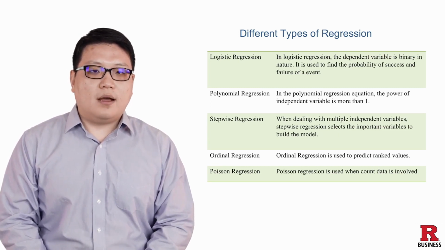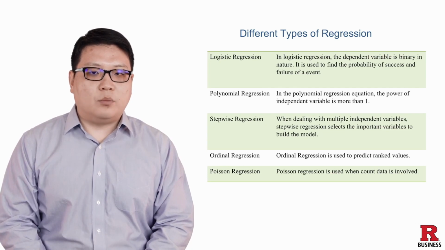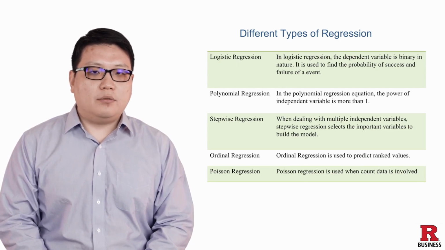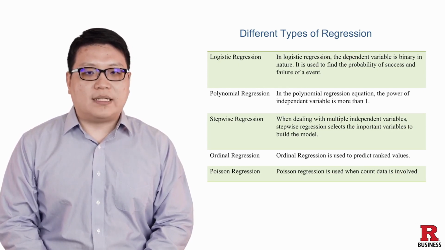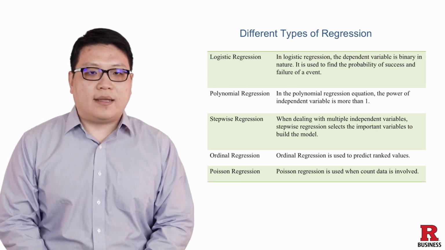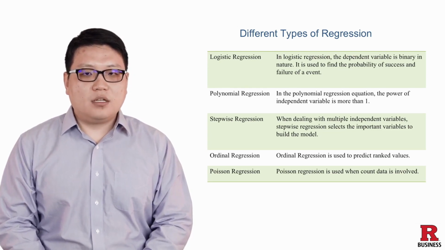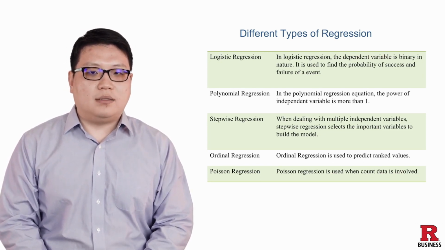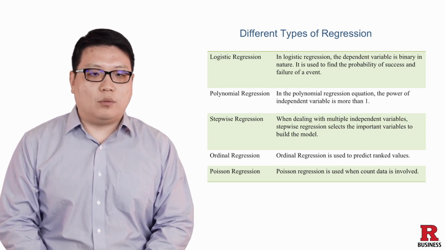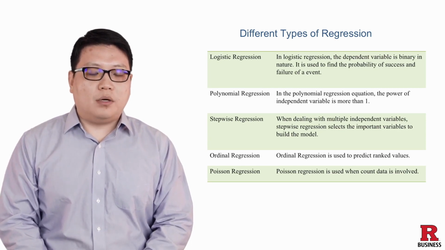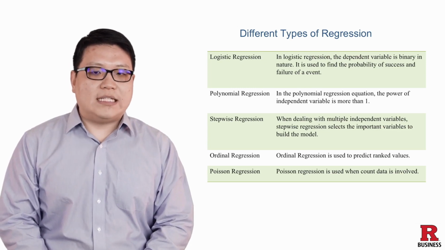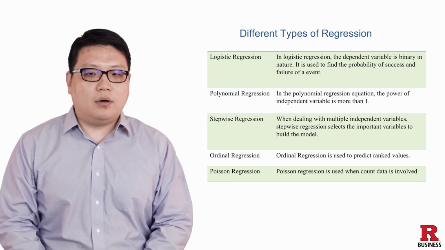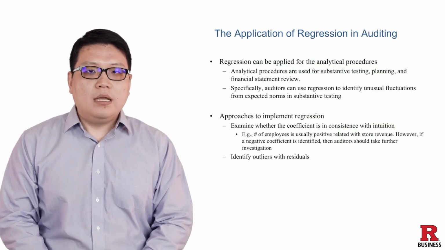Polynomial regression is where the power of the independent variable is more than 1, or we can say it's a curve function. In linear regression, we assume the relation between x and y is linear, but polynomial regression can deal with those curved functions. Stepwise regression can be used when there are multiple independent variables to pick the most important ones. Ordinal regression and Poisson regression are used when the data includes special categories like ranked values or counted data.